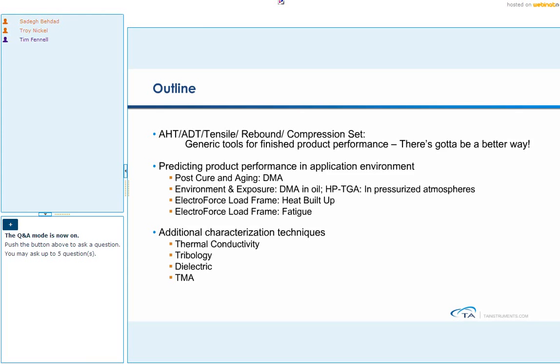We will discuss a couple of internal studies that we did to show you how post-cure and aging can be characterized by the DMA instrument. We'll talk a little bit about how the environment and exposure can change the properties, and we'll also talk about ElectroForce load frames and doing heat buildup tests and fatigue tests. And in the end, I'll mention a few other techniques such as thermal conductivity or tribology and dielectric measurements and TMA.